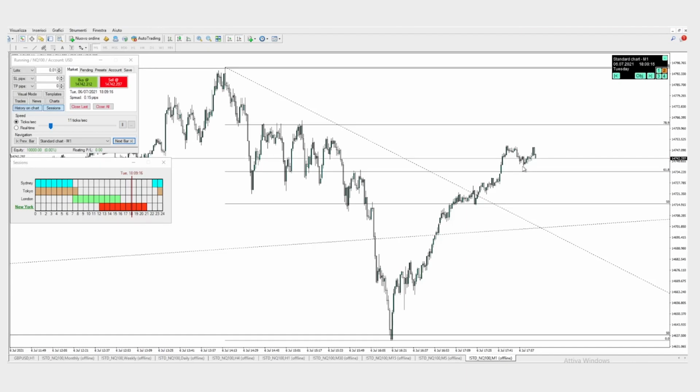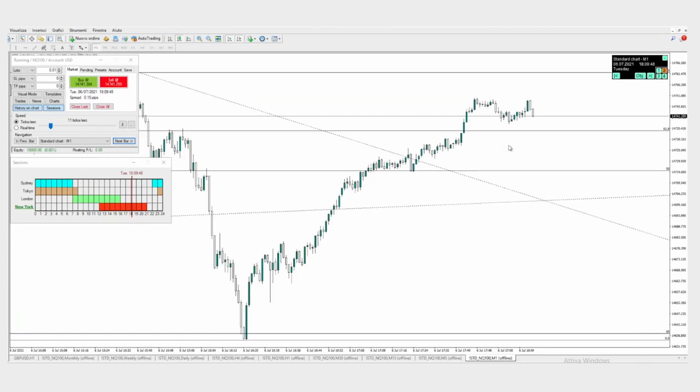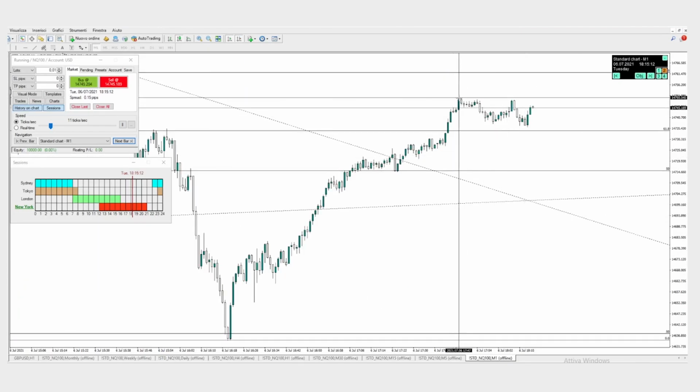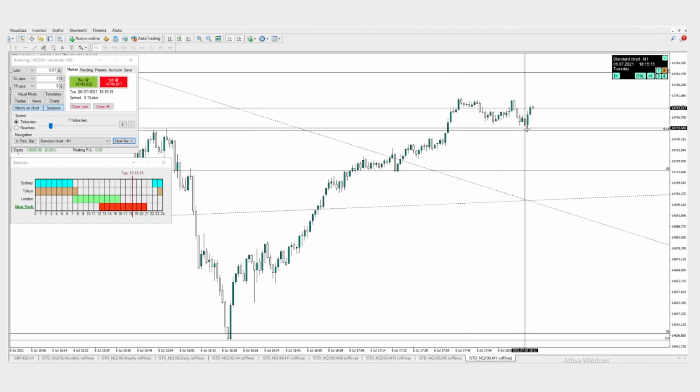And then I would like to see a nice break of the market structure of this low here, and then I would enter. Let's see what happened. You know, there is no liquidity grab here, but there is the break of the market structure.